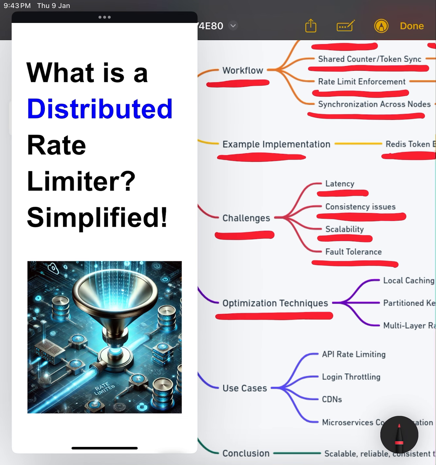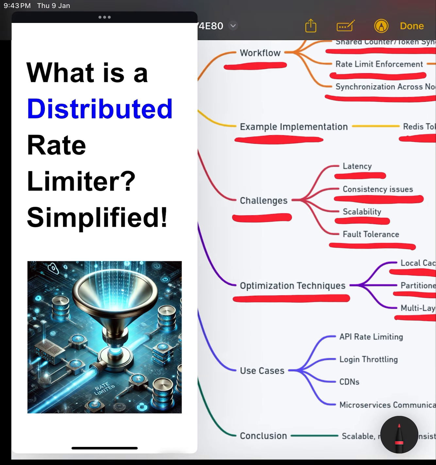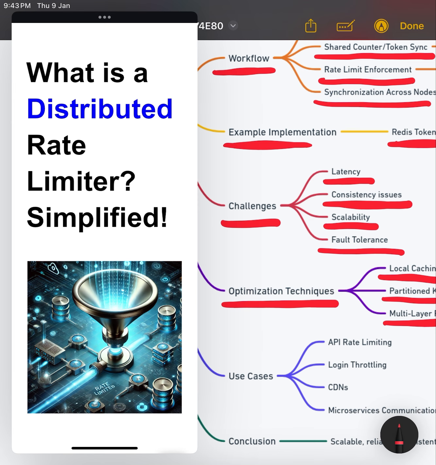Optimization techniques. 1. Local caching. Nodes maintain local counters to reduce frequent access to the distributed storage. Local counters periodically synchronize with the central store. 2. Partitioned keys. Keys are partitioned across nodes to reduce contention and load on the central store. 3. Multi-layer rate limiting. Combine global, distributed limits with local, per node, limits for faster enforcement.